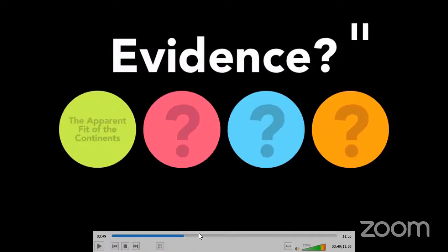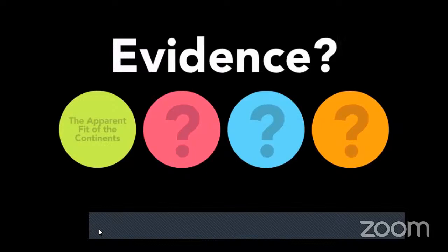So the apparent fit of continents, at times it is called the jigsaw fit. You've heard about that? So Wegener's hypothesis, he's trying to give evidences in order to support his theory. Let's continue to see it.